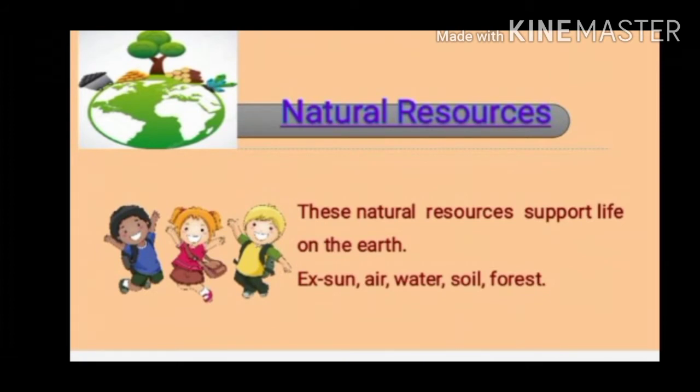These natural resources support life on the earth. For example, sun, air, water, soil, forest, etc.